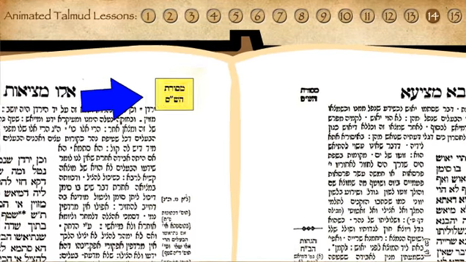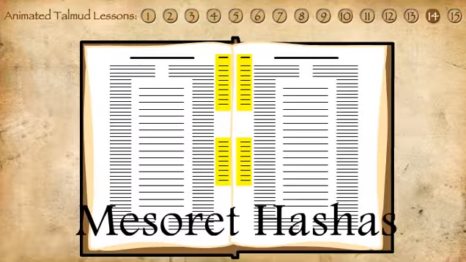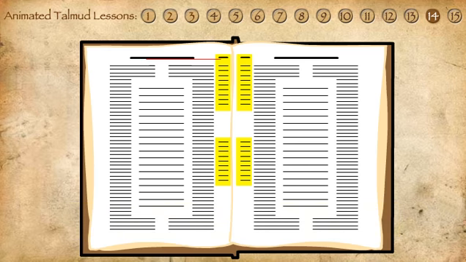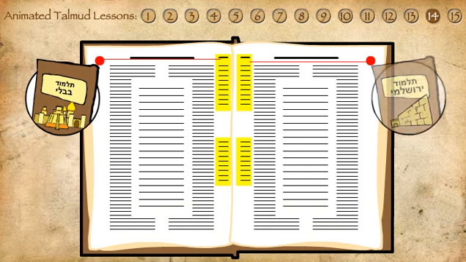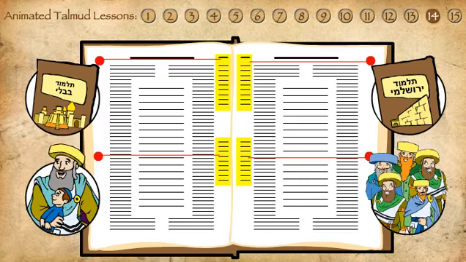Here on the inside margin, you will find a different set of links called Mesoret HaShas. The Mesoret HaShas will lead you to many places in the Gemara, the Talmud Yerushalmi, Rashi's commentary, or the Tosafot.